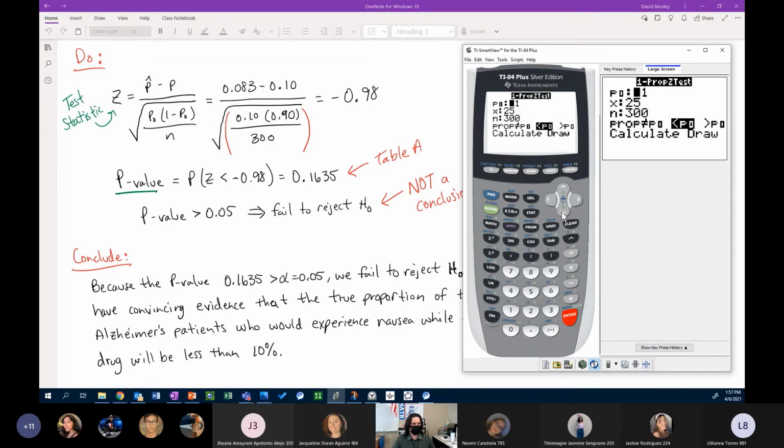And so we can change what this is. We could say it's not equal to the null, less than, or greater than. We would just click enter on the one that we want. We want less than, so we'll hit enter.